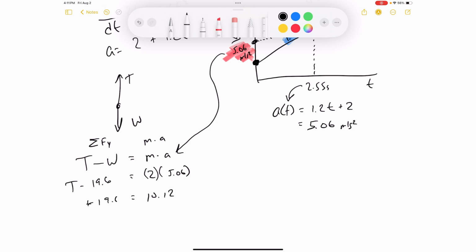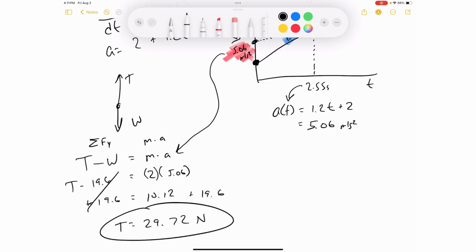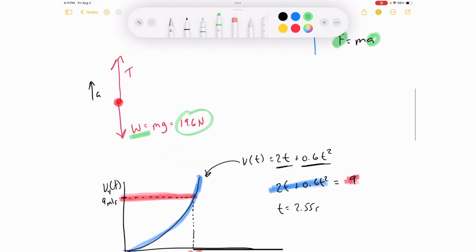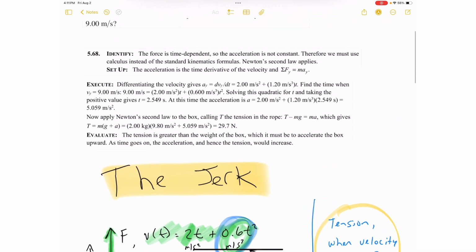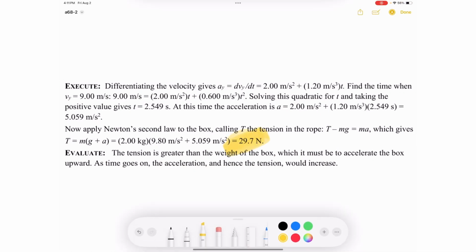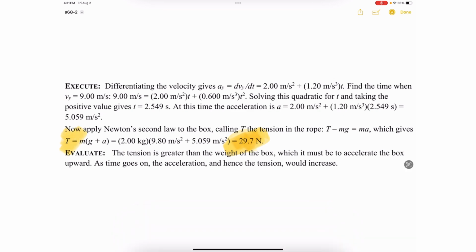And then we're just going to add in 19.6. We're just going to do a little algebra, right? Plus 19.6. Therefore, the tension equals 10.12 plus 19.6 equals 29.72 newtons. Okay, let's look at our answer here, and you can see here 29.7. So the tension, which is here, is 29.7. So we did get the right answer.